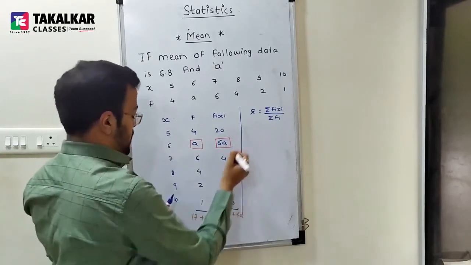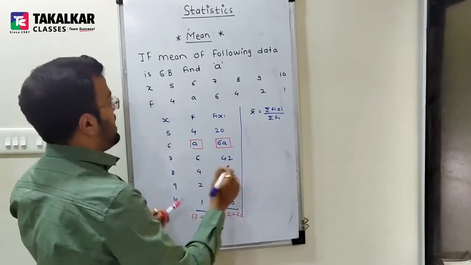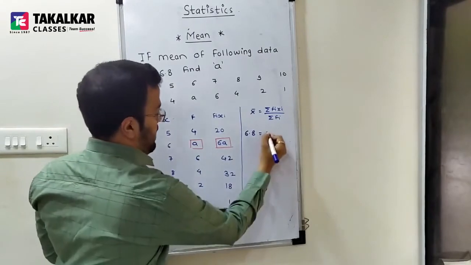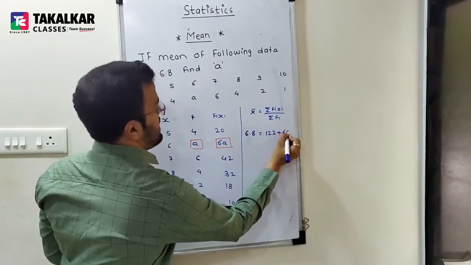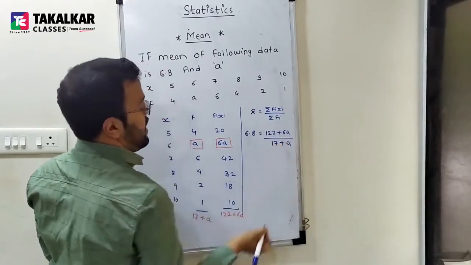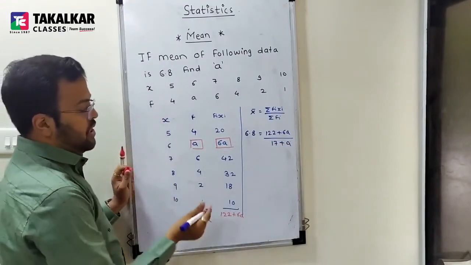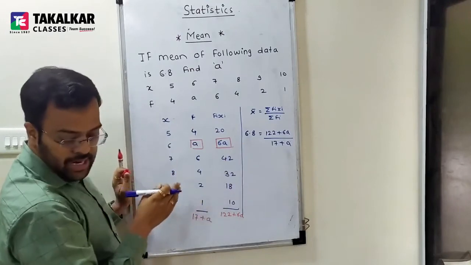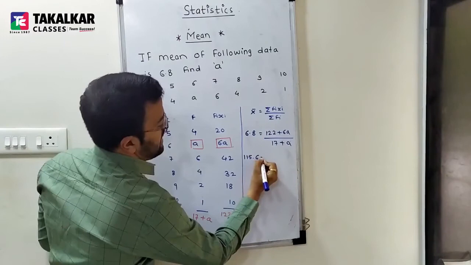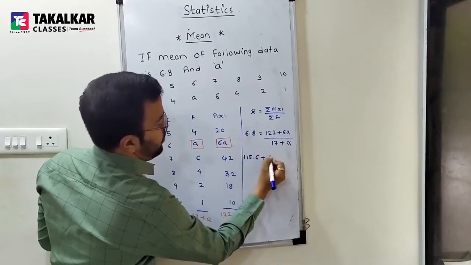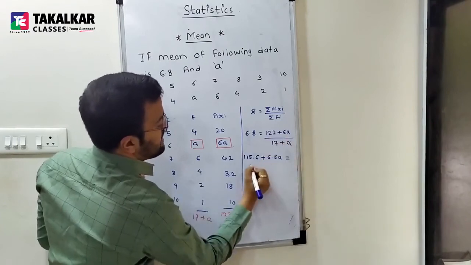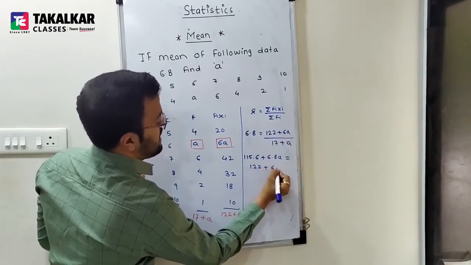Now just substitute. What is my X bar? My X bar is 6.8. What is summation Fi Xi? 122 plus 6A. Upon this is 17 plus A. Now what will you do? Cross multiplication. When you multiply 6.8 by 17, you will get 115.6, plus 6.8 into 1 will give you 6.8A, is equal to this as it is, 122 plus 6A.